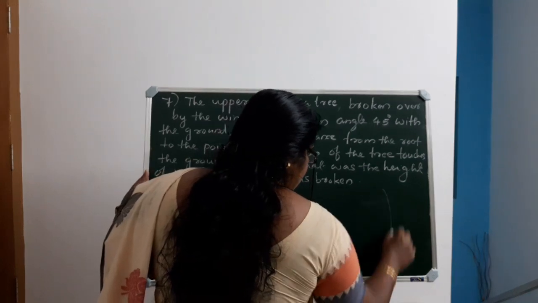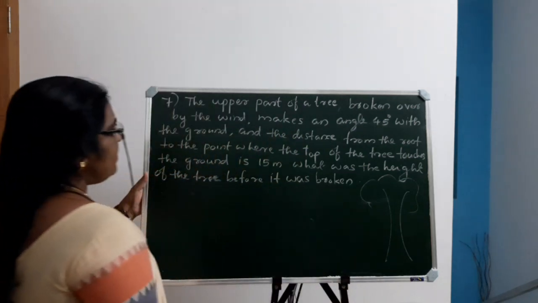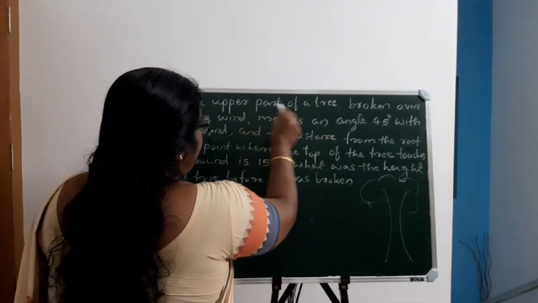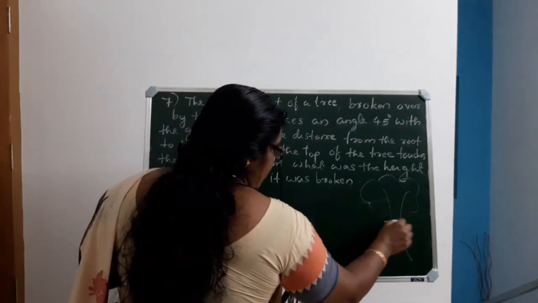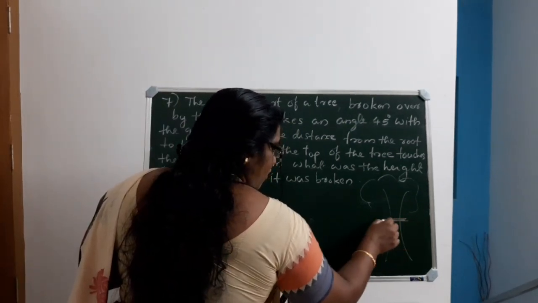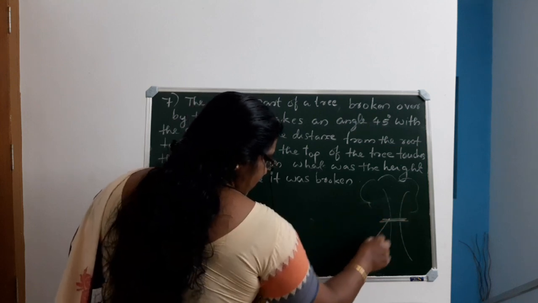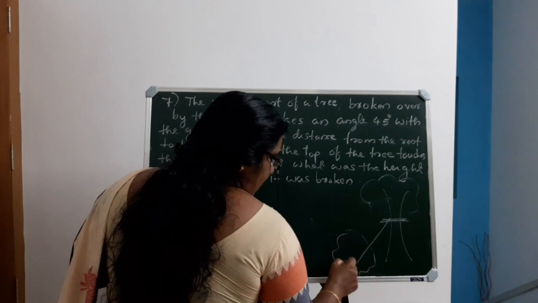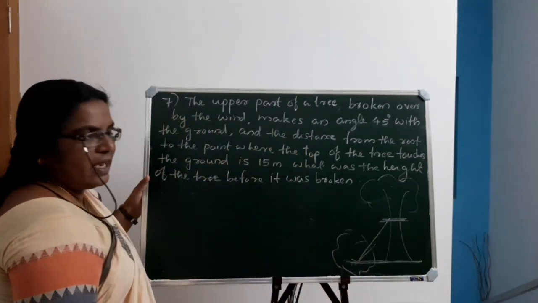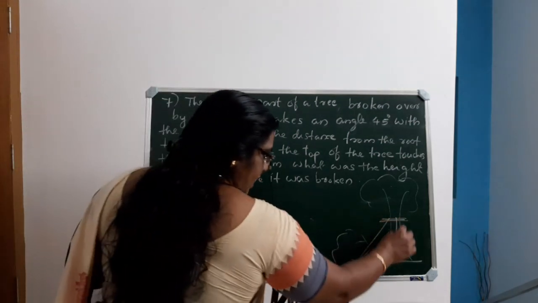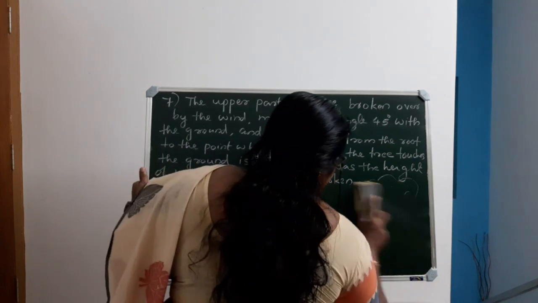Here, this is a tree. When the upper part of the tree is broken over by the wind, suppose the tree is broken over here, and this part touches the ground. So this is the upper part. It touches the ground like this. It makes a triangle. It makes a right angle triangle. So we can draw the diagram like this.